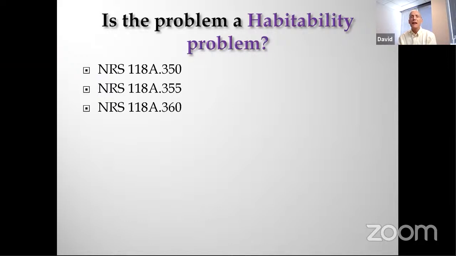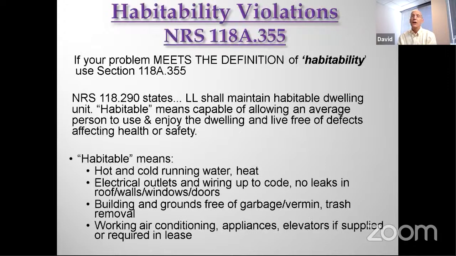So again, we're talking about a habitability problem. This is a leaky faucet. This is a roof leak. This is an electrical outlet that doesn't work, or carpeting that may be coming up. These are habitability problems, and the landlord is required to maintain the dwelling unit in a habitable condition. So we're going to talk about 118A.355. It is the majority of cases that we get.